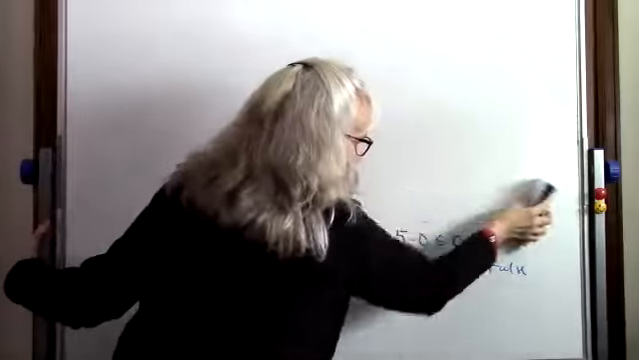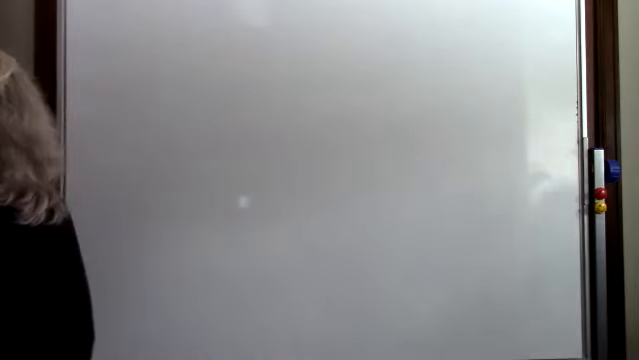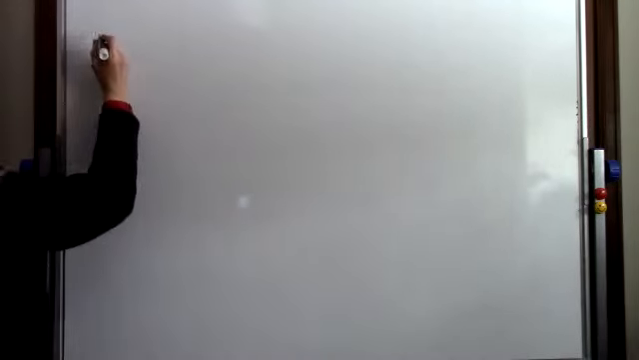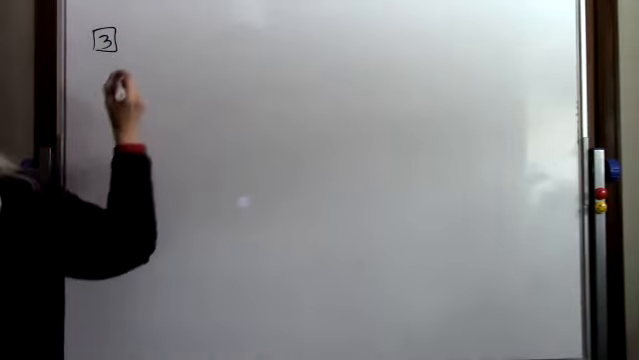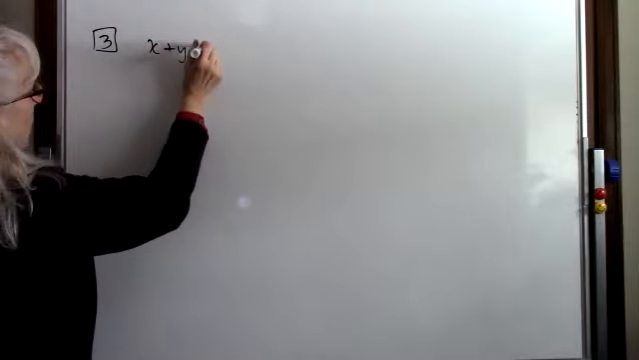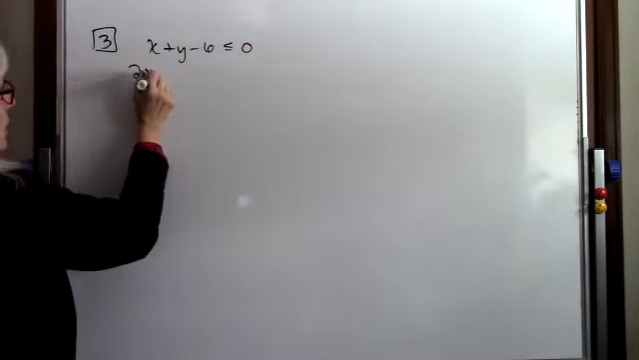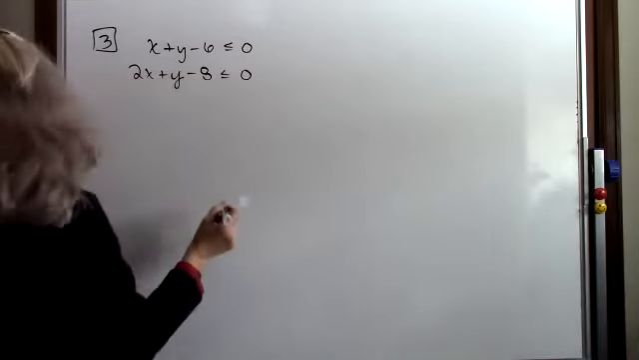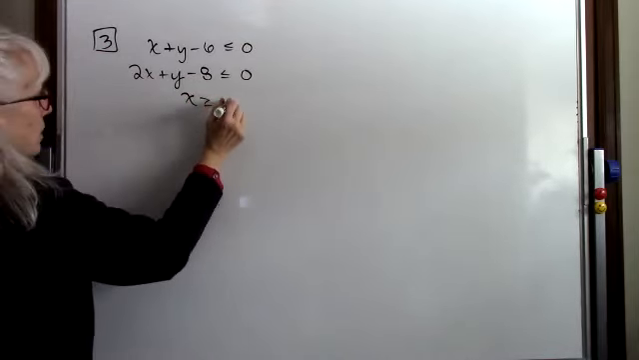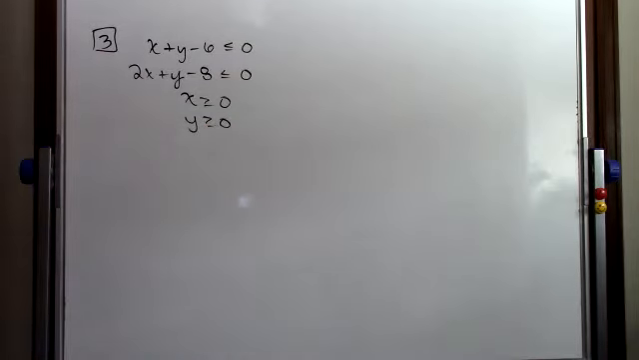There's a lot of bookkeeping going on here, and the better you are at bookkeeping now, the easier it will be the next time. So example 3, our system of inequalities, says x plus y minus 6 less than or equal to 0. 2x plus y minus 8 is less than or equal to 0. And then we're going to tack on x is greater than or equal to 0 and y is greater than or equal to 0. I'm going to label them again just to help me.